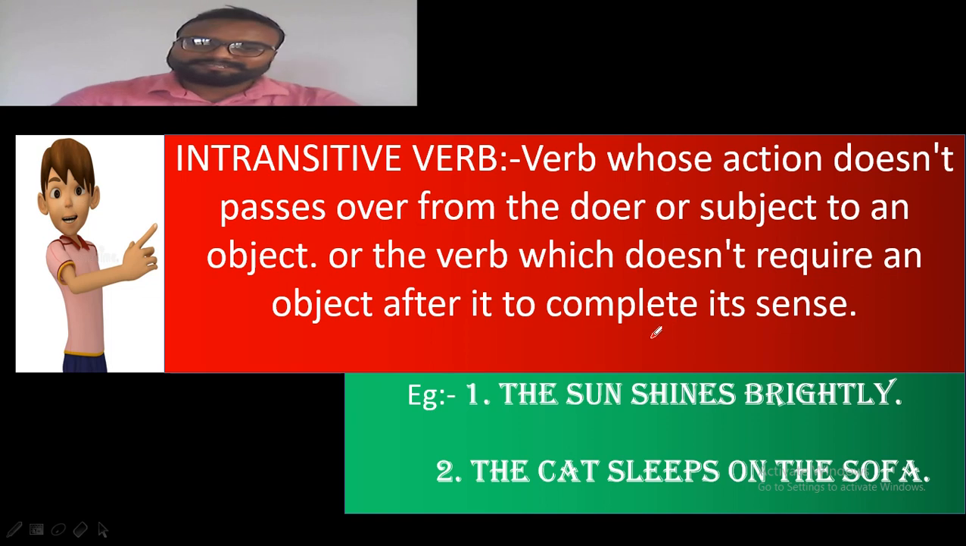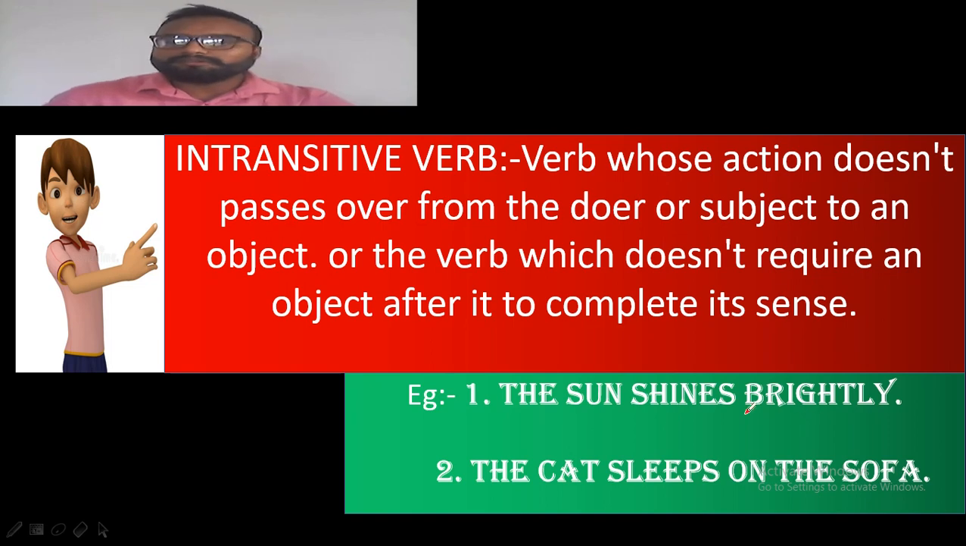In the case of a transitive verb, we saw that it requires an object to give a complete sense. But here it is said that it does not require any object to give complete sense. So here we can see, the sun shines brightly.